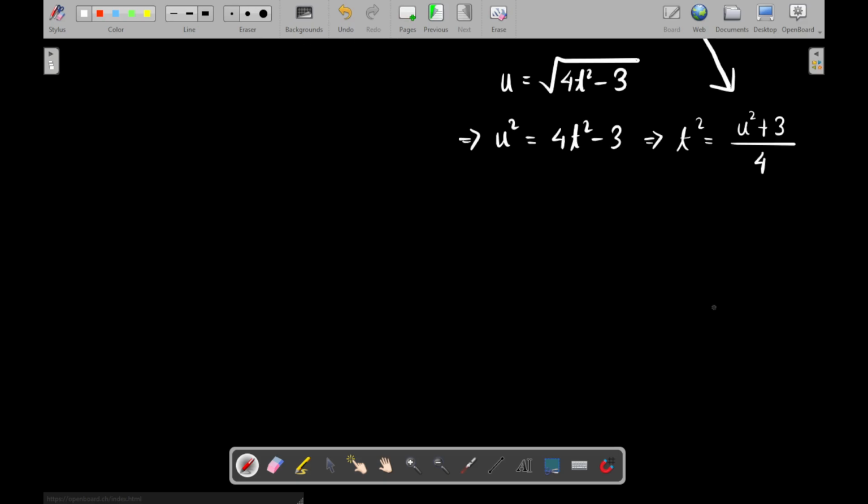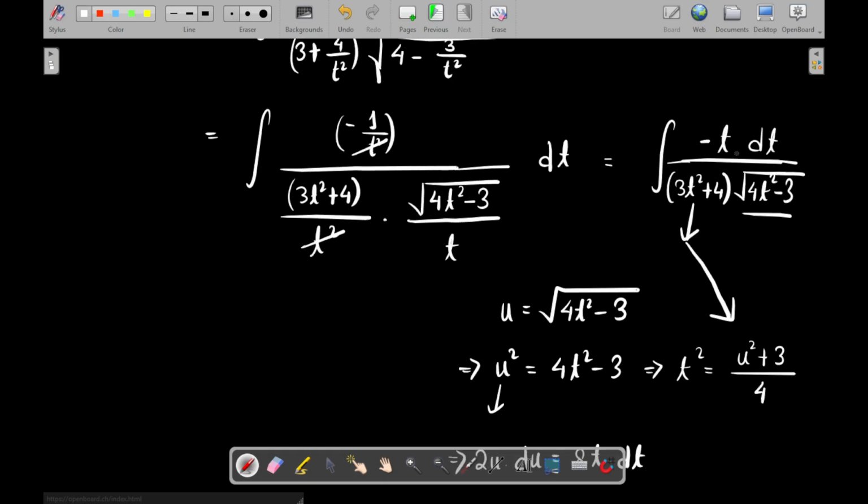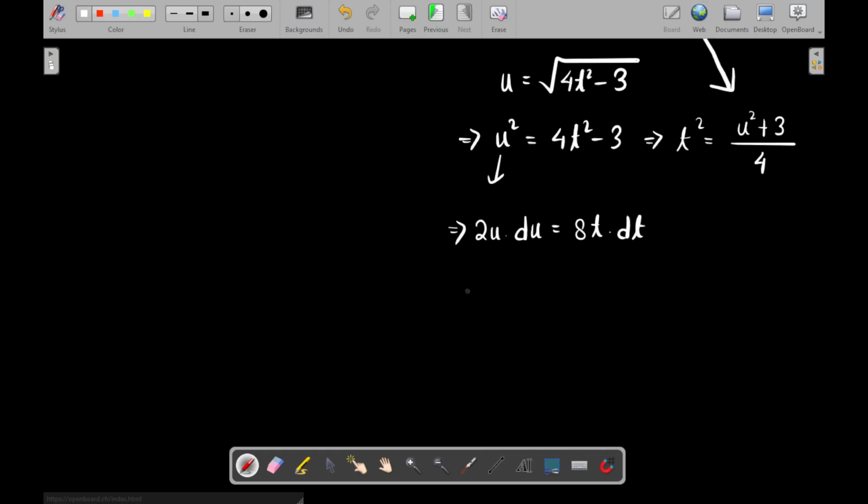And again doing the derivative of this with respect to t, we get twice u times du, which will be 8t times dt, right? So we have only t dt in the numerator. So we get t dt will be equal to 2u by 8. So this will become u by 4 du is equal to t dt. So these are the back substitutions that we have used here.